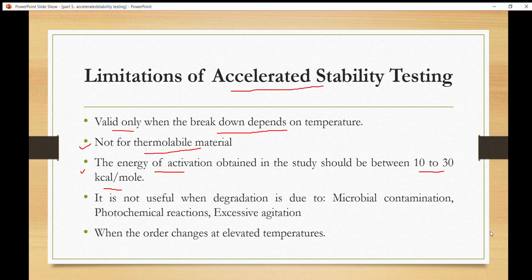Next, it is not useful when the degradation is due to microbial contamination, photochemical reaction, or excessive agitation. The next limitation is that when the order changes at an elevated temperature, then this study is not applicable.